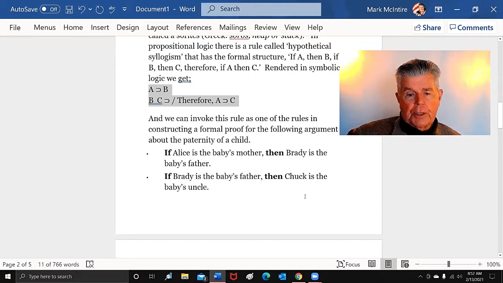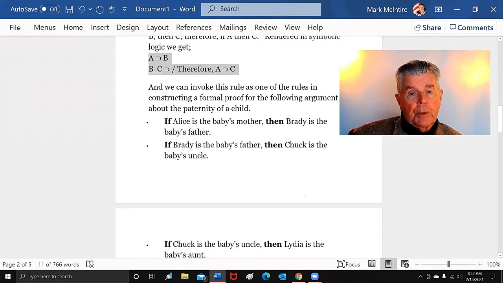Let's just take this for an example. How would we prove the validity of this argument? First of all, by reading it in ordinary English and then symbolizing it in propositional logic or symbolic logic. Here we go. So we read, if Alex is the baby's mother, then Brady is the baby's father.